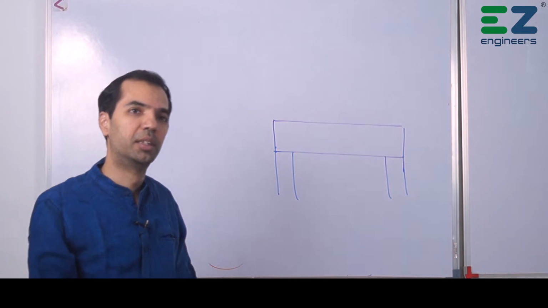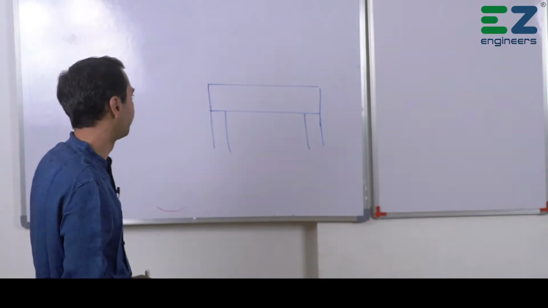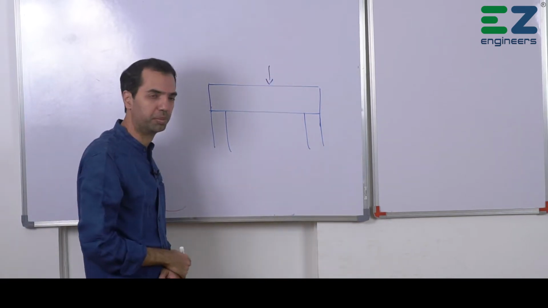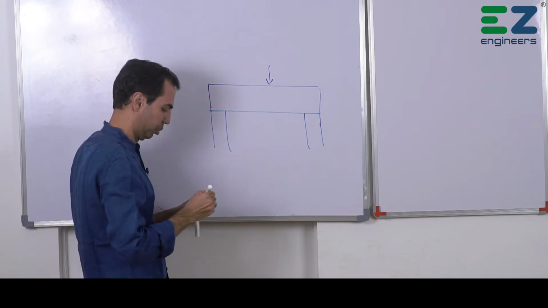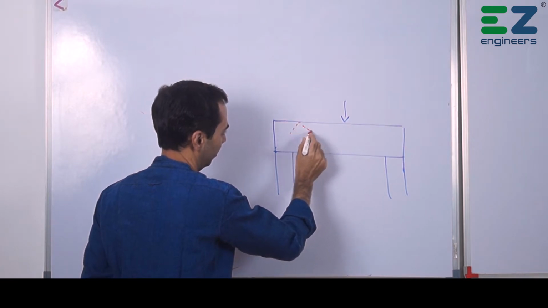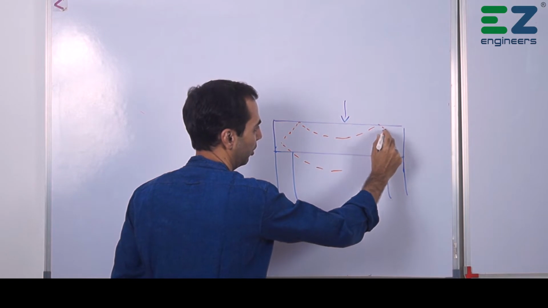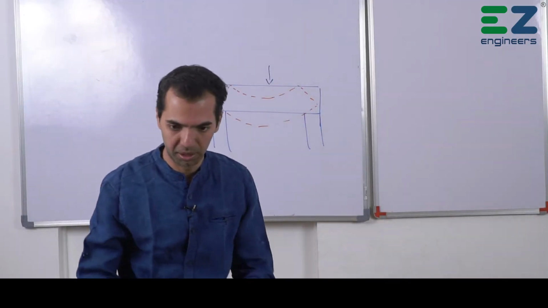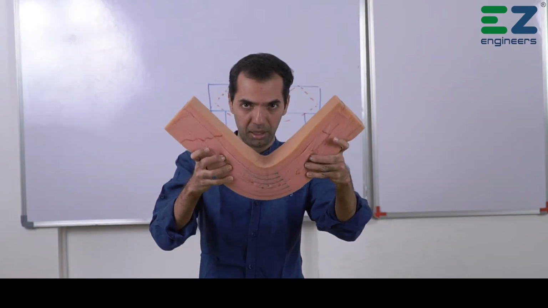Okay friends, this is an RCC beam. When there is load, this beam will try to bend like this. Something like this. That means when there is a load, it will try to bend.